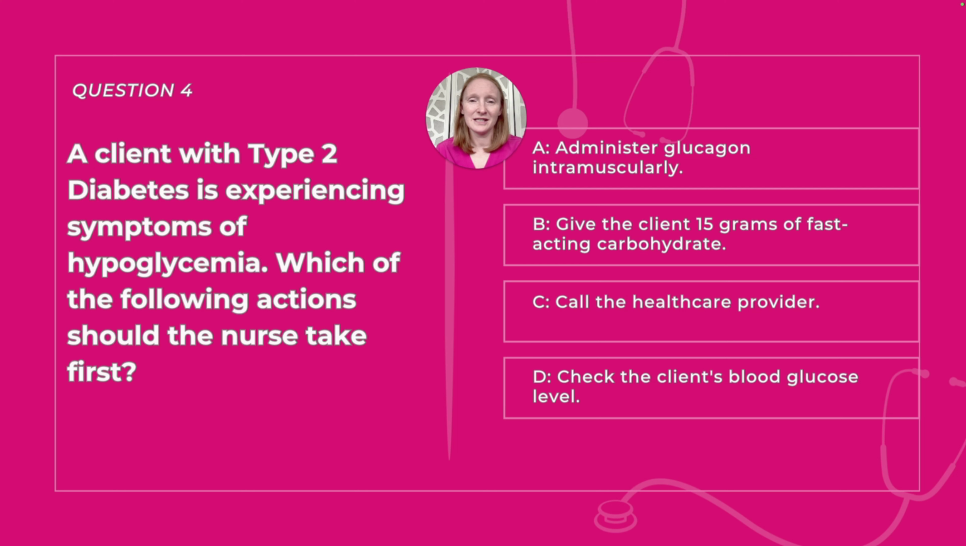Ooh. Here's a little different one. Between checking the client's blood glucose level or giving the client 15 grams of fast-acting carbohydrate, which is the first nursing action to take? Now we get into a different set of prioritization because the fast-acting carbohydrate is a nursing implementation, whereas checking the client's blood glucose level is a nursing assessment. Now we have to decide, do we need to prioritize assessment in this situation or implementation in this situation?